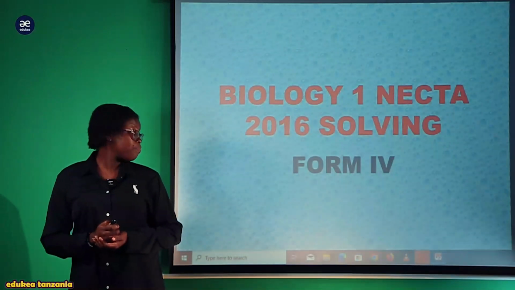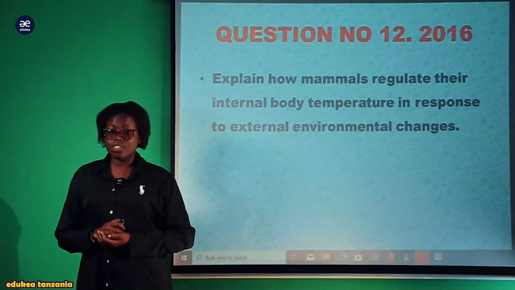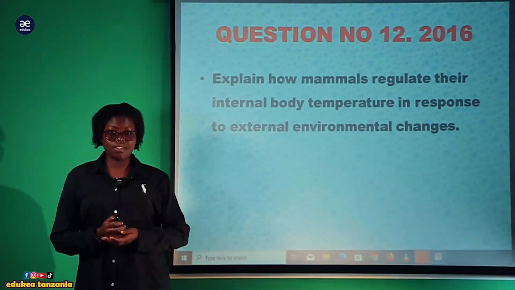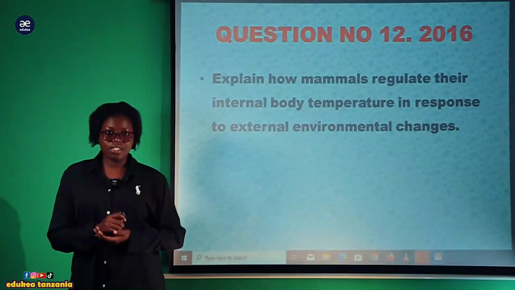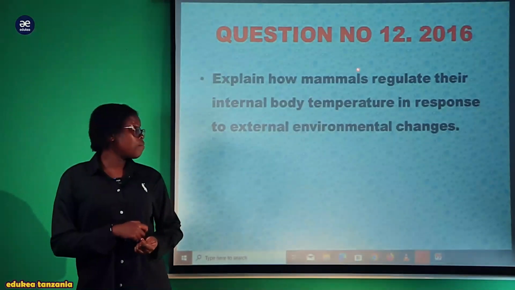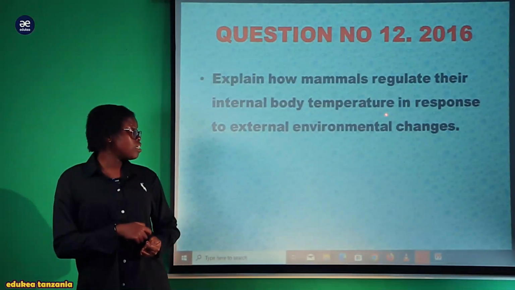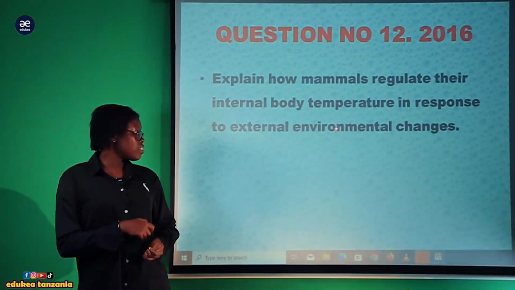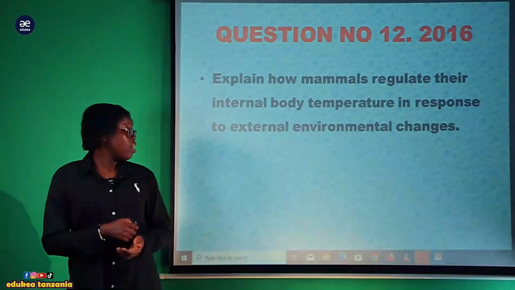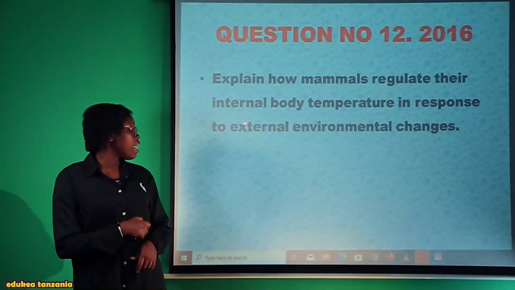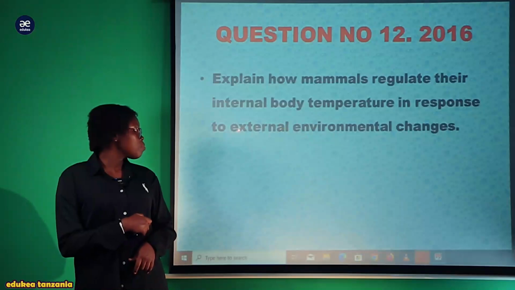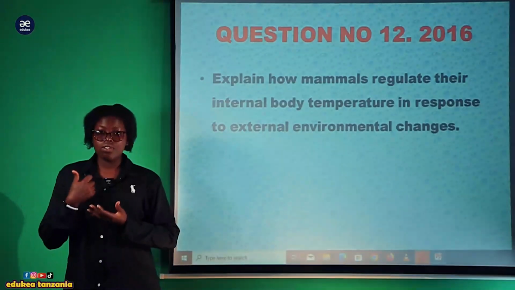Now, today's question is question number 12 for the year 2016, and our question states: explain how mammals regulate their internal body temperature in response to external environmental changes. Explain how mammals regulate their internal body temperature in response to external environmental changes.